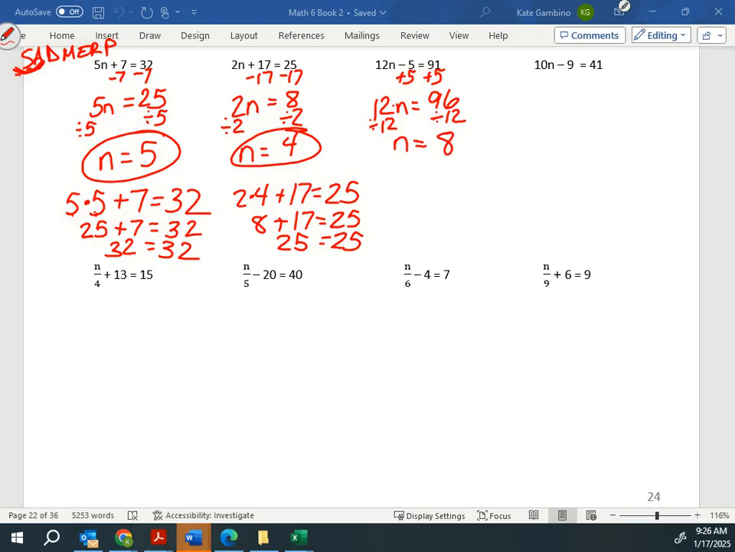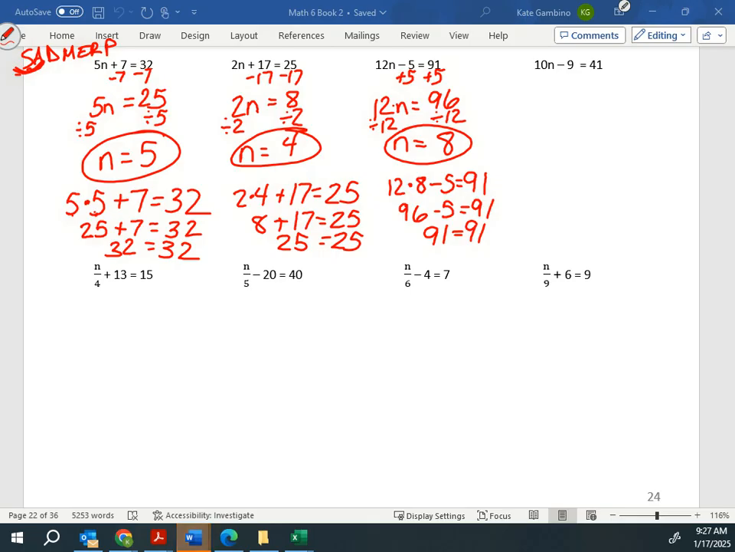Well, let's see if it's got, there we go. So we're going to plug that value of 8 into my problem and see if we did our math right. 12 times 8 is 96, minus 5 equals 91. 96 minus 5 is 91. 91 equals 91. I did my math correct. I'm going to circle it.